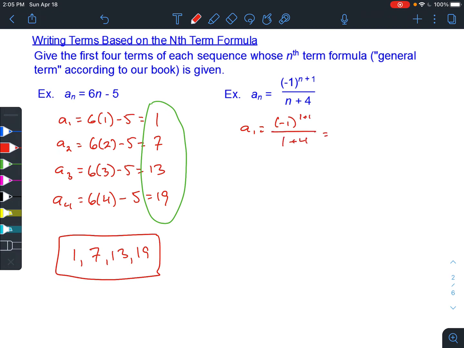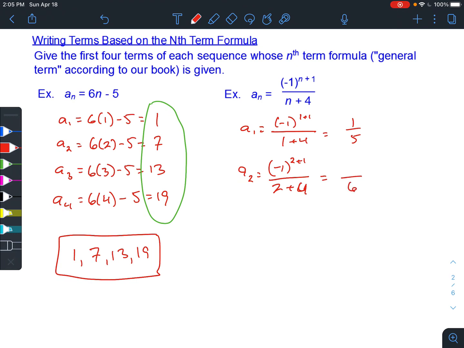Okay, now the negative 1 to the 1 plus 1 power. Well, 1 plus 1 is, of course, 2, and negative 1 squared is going to be a positive 1. And on the bottom, 1 plus 4, obviously, is 5. A sub 2. Okay, now negative 1 to the 2 plus 1 power. All right, putting on top of 2 plus 6. I'm sorry, 2 plus 4, which is eventually going to be 6. But anyway, there it is. Okay, so like I said, 6 on the bottom.